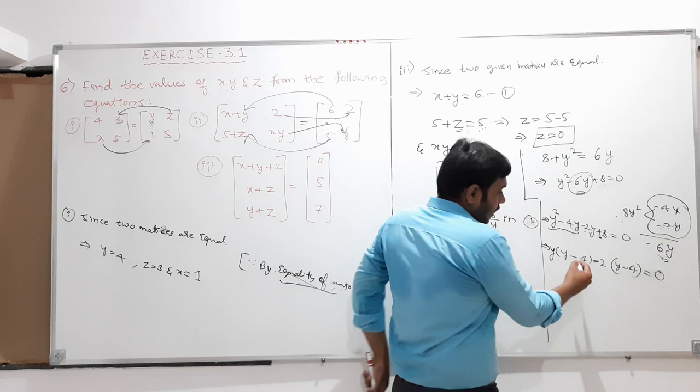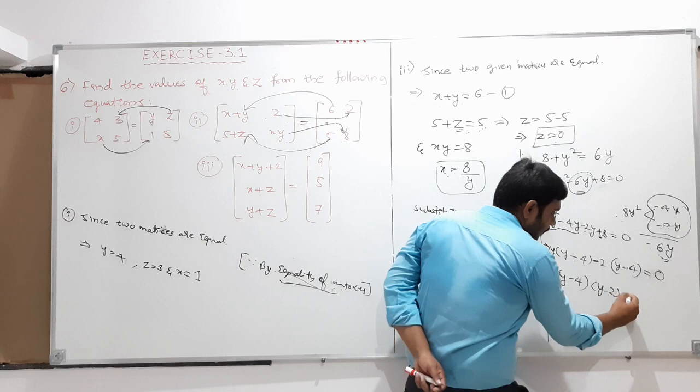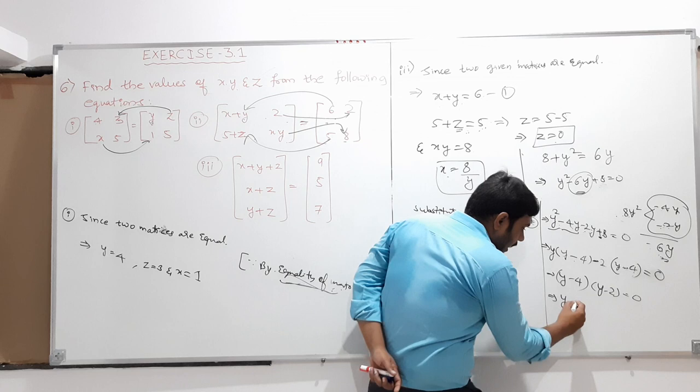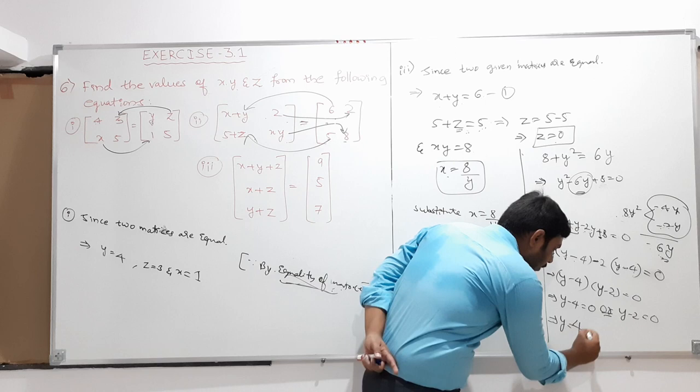Now here also y minus 4 is there, here also y minus 4 is there. So now take the y minus 4 common from these two, and from this if I take y minus 4 common, what is remaining? Y. And from this what is remaining? Minus 2 equals to 0. And next, this implies that y minus 4 equals to 0 or y minus 2 equals to 0. And this implies y is equals to minus 4. If I shift that side, that will become plus 4, or y is equals to plus 2. Minus 2, if I shift that side, that will become 2.